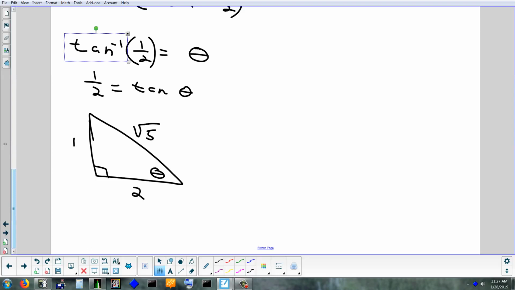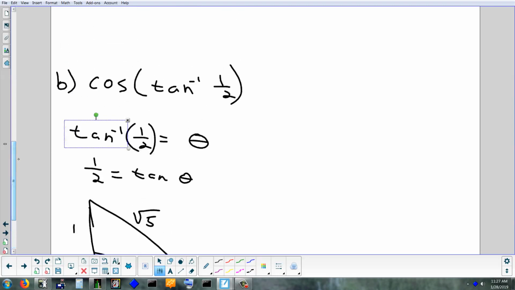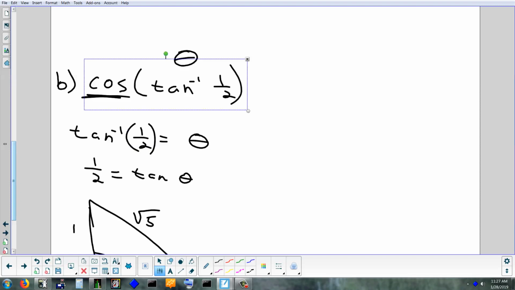Now let's go back and see what they originally wanted to know. They want the cosine of that angle, the inverse tangent of a half. So I'm never even going to know what the inverse tangent of a half is. All I'm going to find is the cosine of whatever it is.